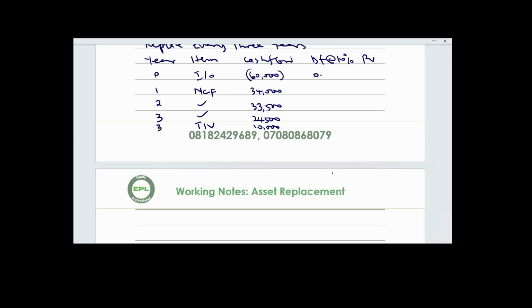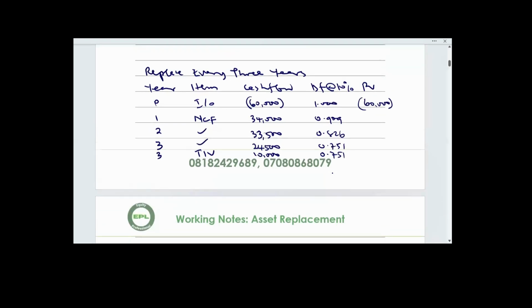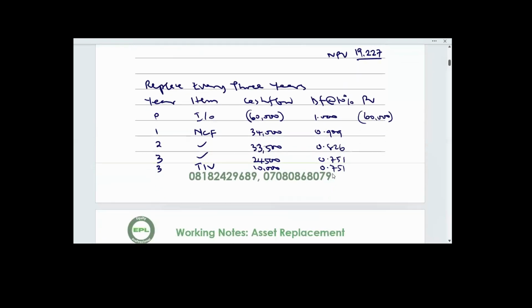So here is 1.909, 0.826, 0.751. Okay. There is 60,000 cash outflow. Here is 3,906. You can see that we are repeating the net cash flow of year one, year two. So that's how you continue to do.